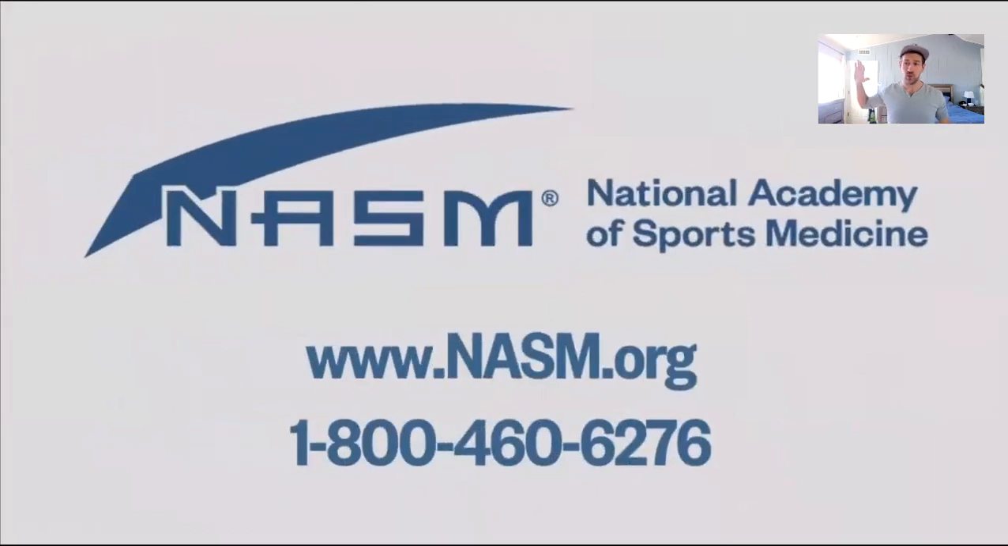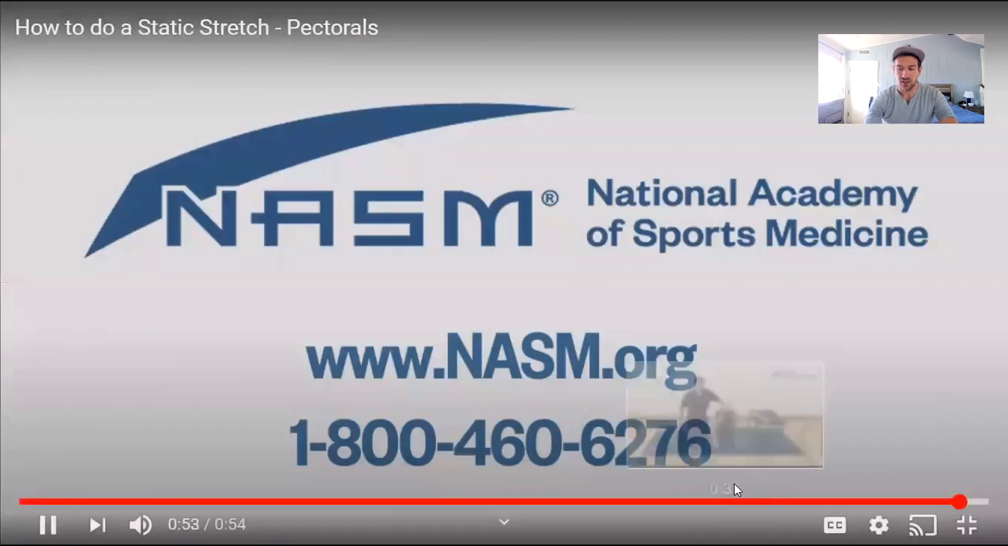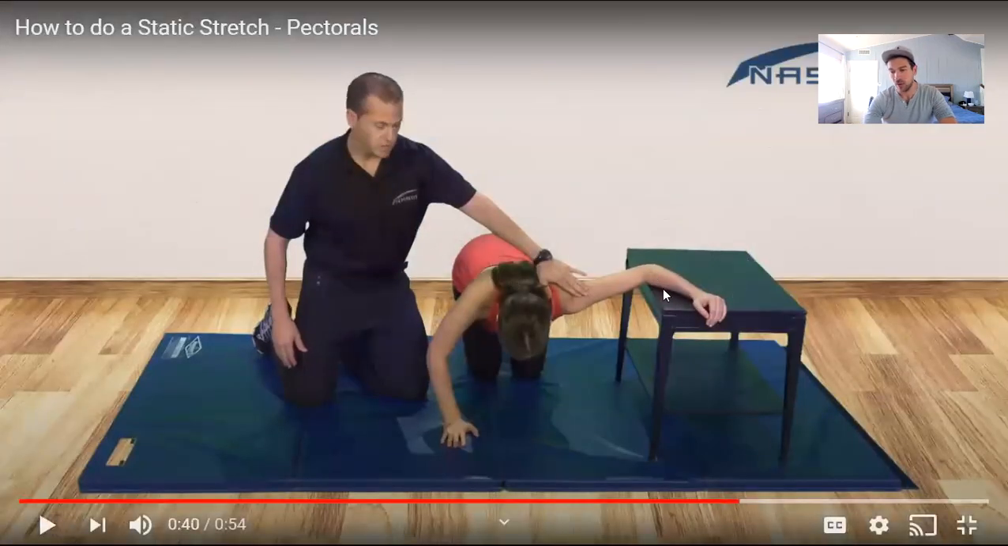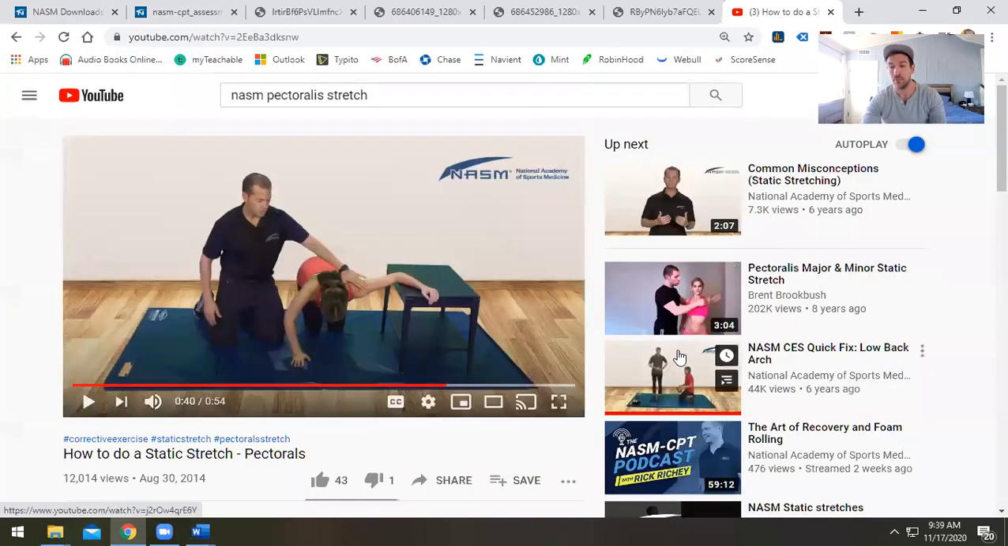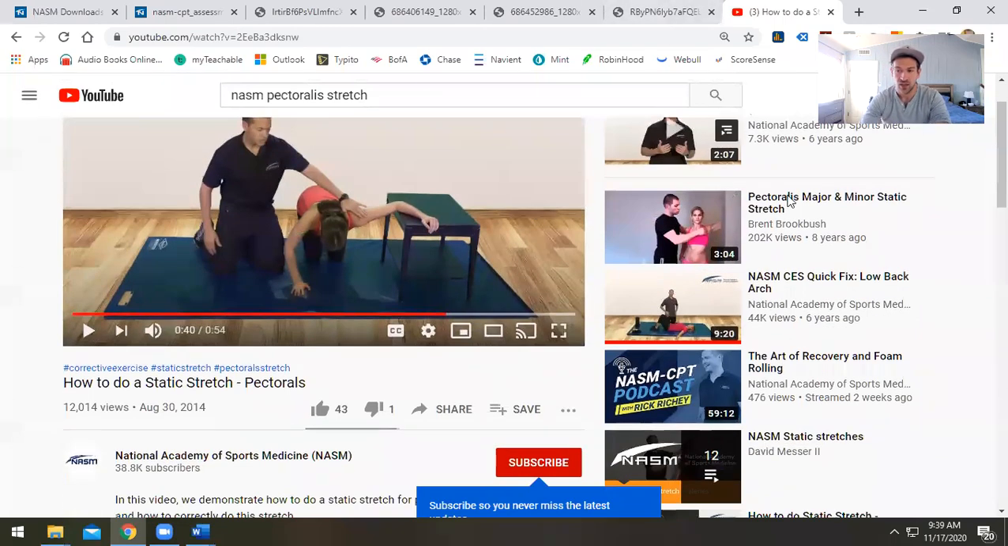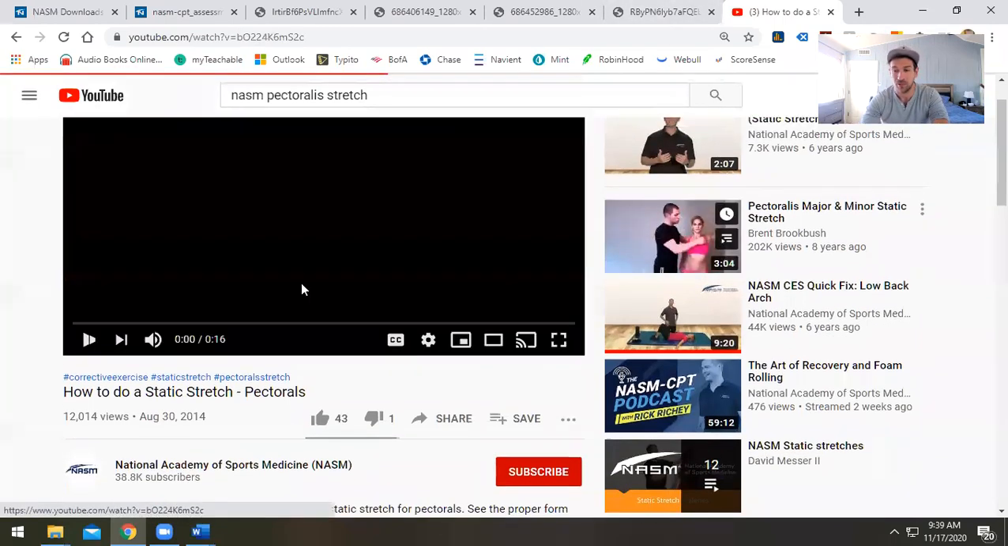So what's nice about that is because she's being held down, first point of tension from the elbow, right? You can see that there. That's drawing her whole scapula backwards. Honestly, I like that one, but I'm an even bigger fan of, here's a guy, Brent Bookbush.